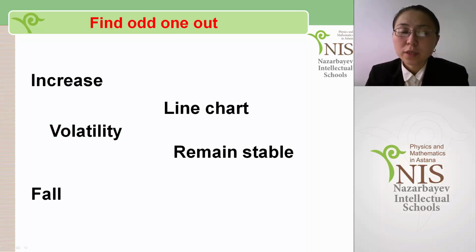One more odd one out, but this time be very careful. Any ideas? Great. Increase, line chart, volatility, remain stable, and fall. And the right answer was line chart. Good. Very good. So, do you remember any words from today's lesson?